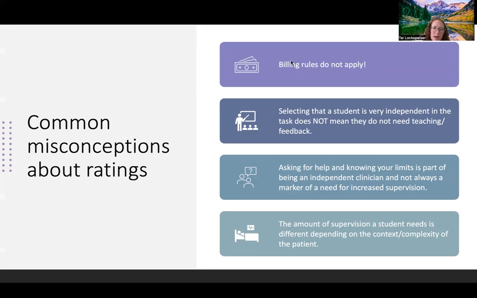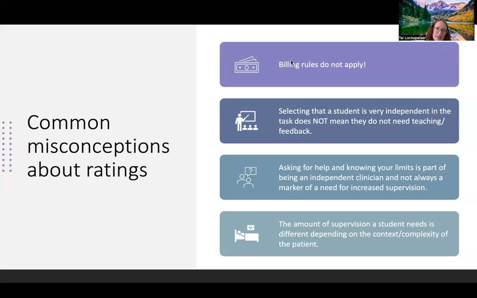This is why we ask about what you would do in the future. Think instead about the patient's safety and not billing. Similarly, selecting that a student is very independent in a task does not mean that they don't need teaching or feedback. Some of our very best students may be very independent, but yet still benefit from some small tweaks or feedback to go from good to great.